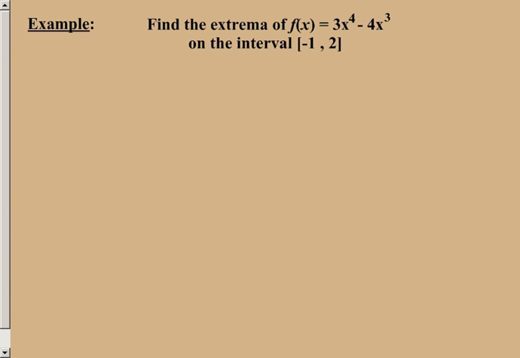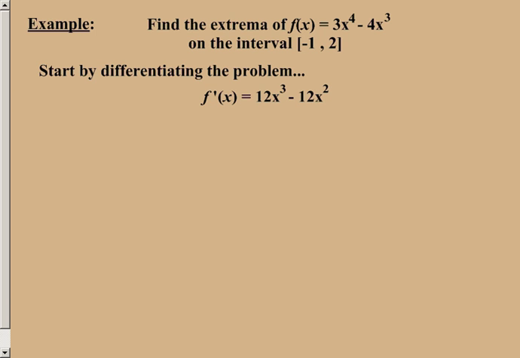Okay, so let's take a look at how one's going to work here. Find the extrema of f of x equals 3x to the fourth minus 4x cubed on the closed interval from -1 to +2. First thing we need to know is what is the derivative of our function. Well, this one's pretty straightforward. F prime of x equals 12x cubed minus 12x squared.